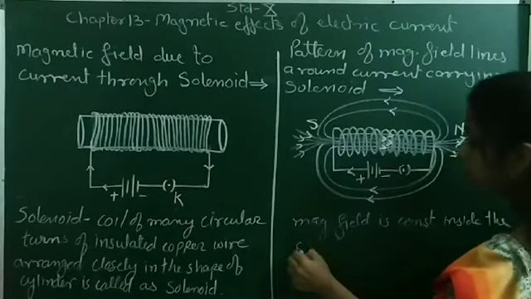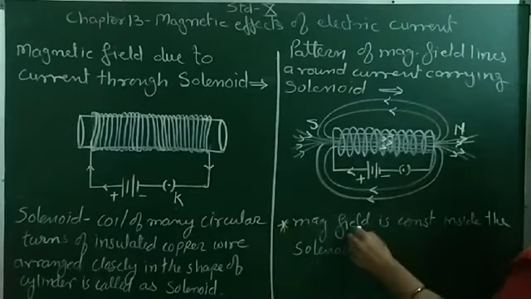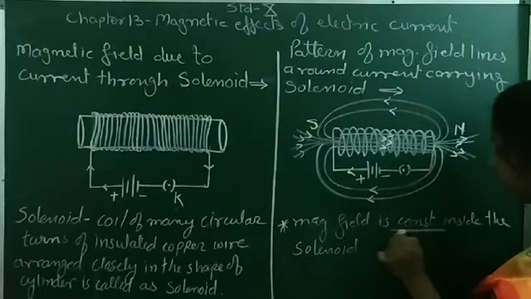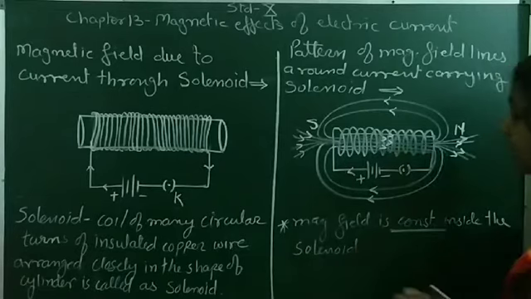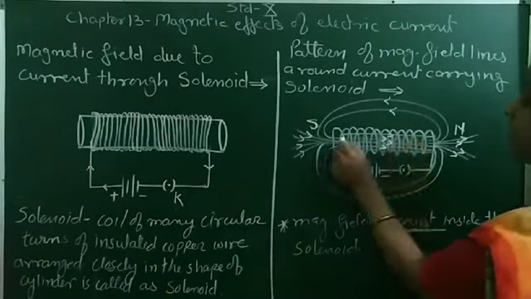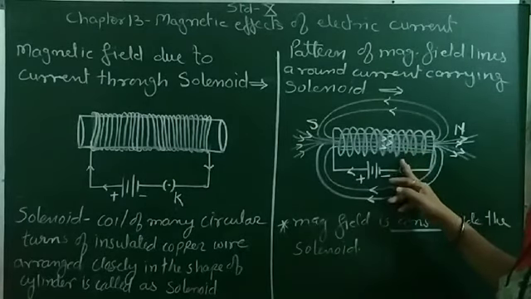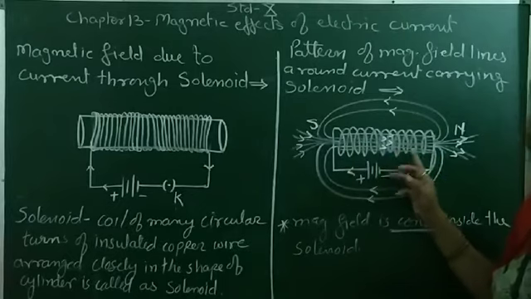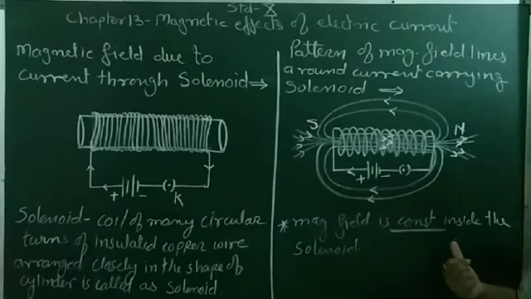Inside the solenoid, the magnetic field is constant. This is the important point. Now why is the magnetic field constant inside the solenoid? Because the magnetic field lines inside the solenoid are parallel to each other, and as they are parallel, therefore the magnetic field is constant.